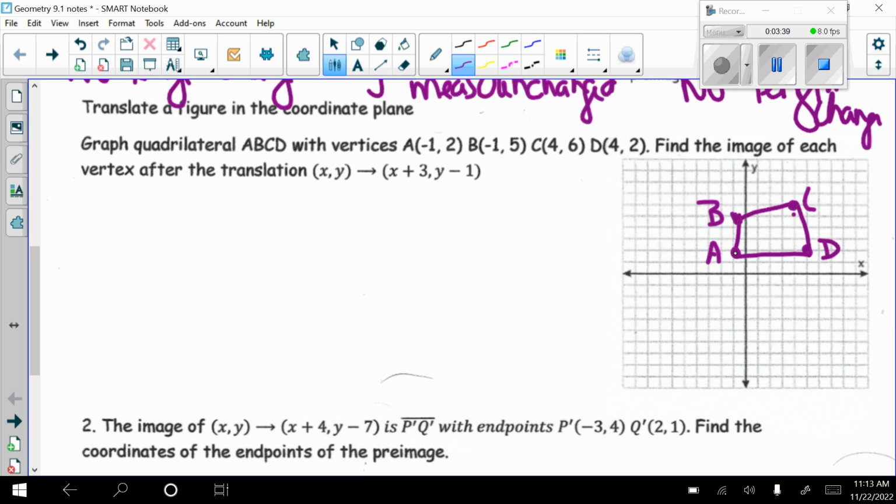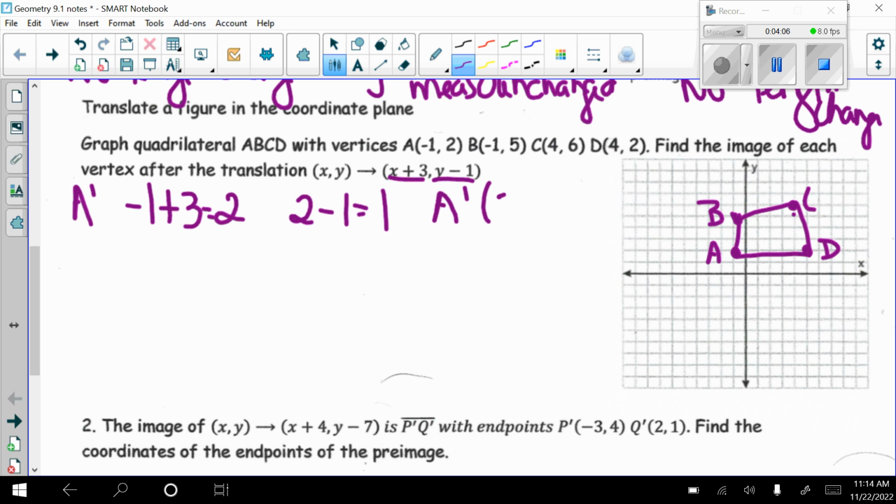It says find the image of each vertex after the translation of (x, y) to (x + 3, y - 1). So in order to find A prime, I need to add 3 to my x and subtract 1 from my y. My A, the x, started out at -1, so I'm going to do -1 plus 3, and that's going to put me at 2. Then the y started out at 2, and I'm going to subtract 1, and that puts me at 1. So A prime will be the point (2, 1).